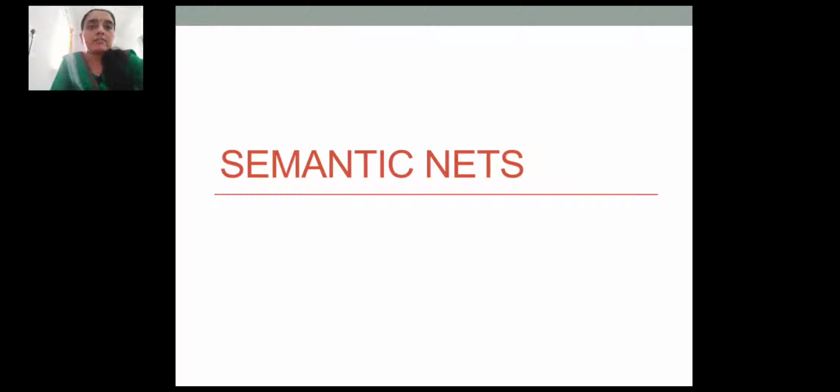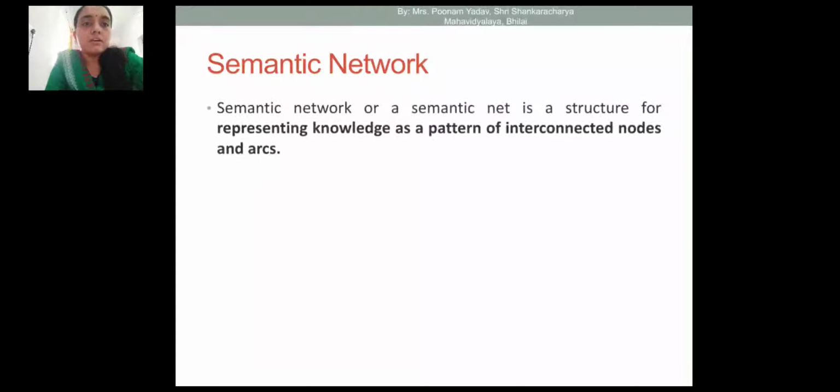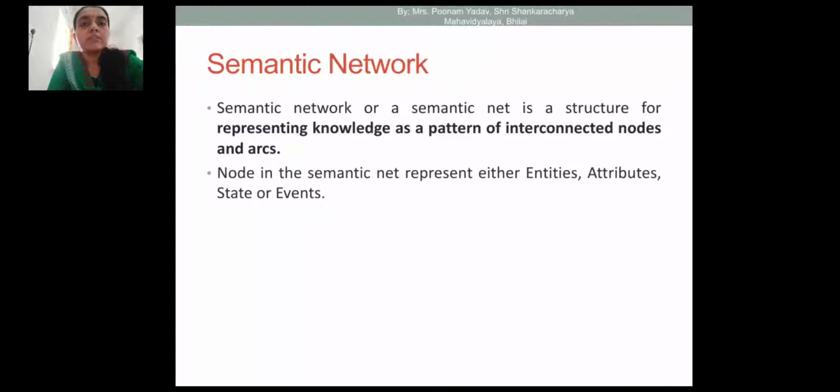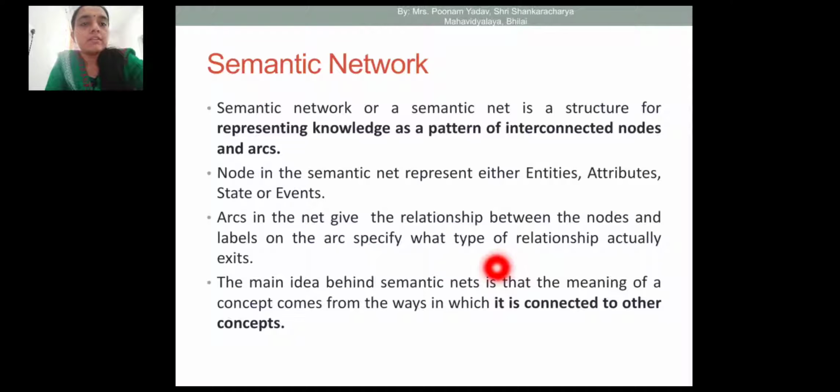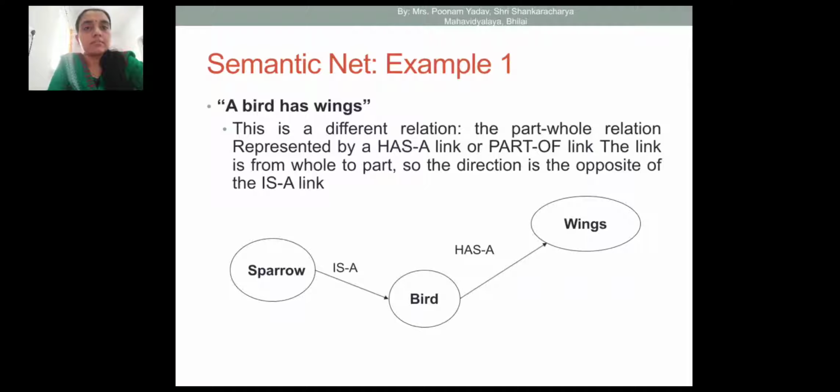Now the next concept is semantic nets. This is the representation of knowledge in interconnected nodes and arcs and relationships. Some graphical representations represent knowledge as a pattern of interconnected nodes and arcs. The arcs represent the relationship between the nodes, and the arc has a label which shows the type of relationship. The main idea behind semantic nets is that the meaning of a concept comes from the way in which it is connected to other concepts.